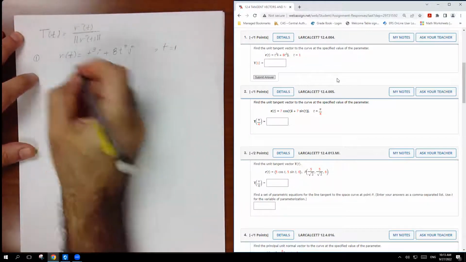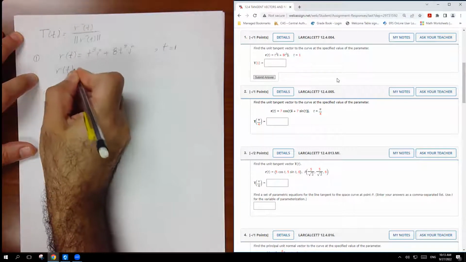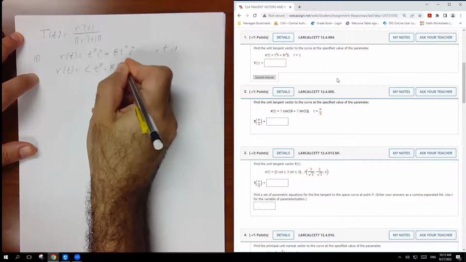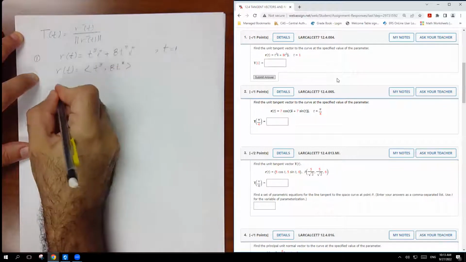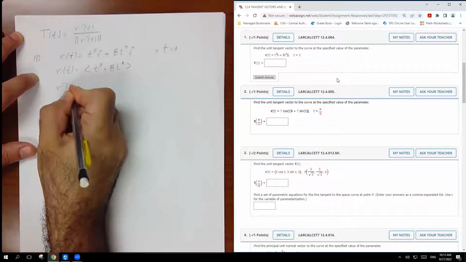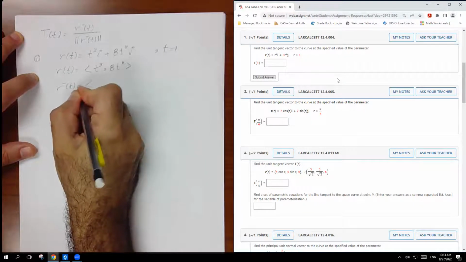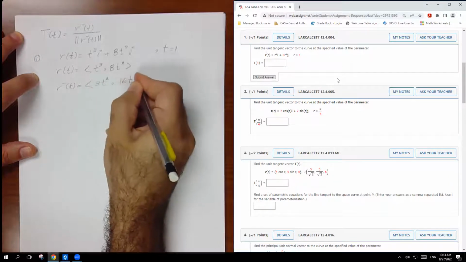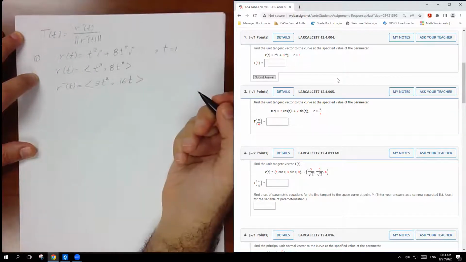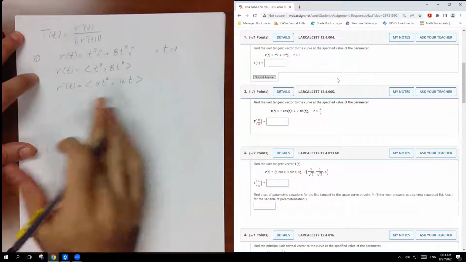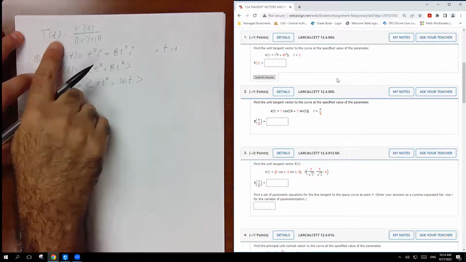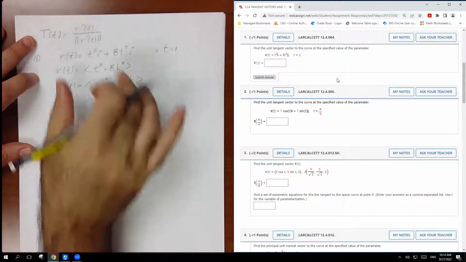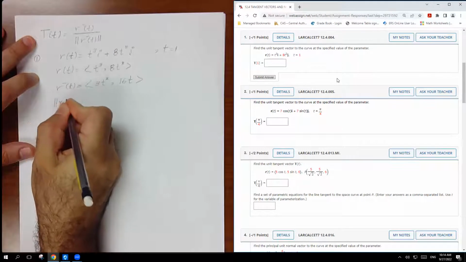So the first thing I'm going to do is write down r of t in component form. That means t cubed and 8t squared. Then r prime of t is going to be the derivative of each part, so it's going to be 3t squared and 16t. Now, it's up to you. You can plug in the t right away, or if you want to wait until you find the tangent vector, then plug in the 1. It's up to you.